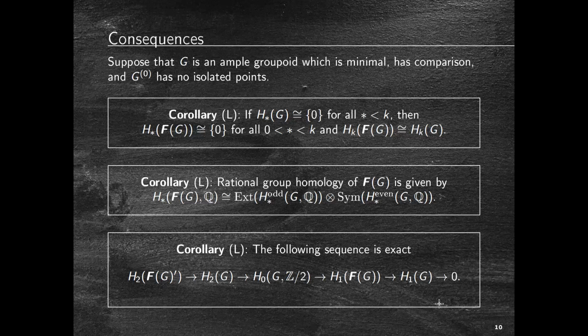And in particular, Matui had this map, and at first he thought this might always be injective. So you would really get a short exact sequence with 0 on the left. And then later on, people found counterexamples where this was not injective. And so this gives you an explanation. The obstruction for injectivity lies precisely in this second groupoid homology.